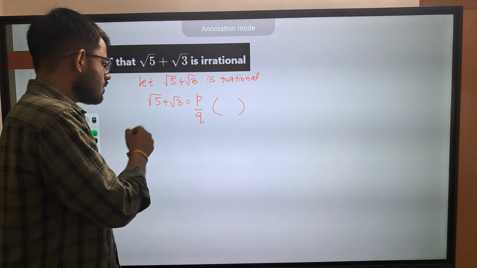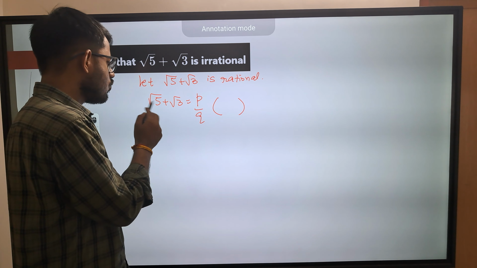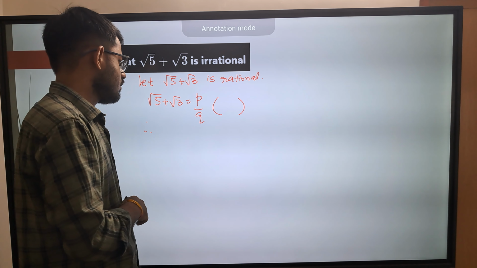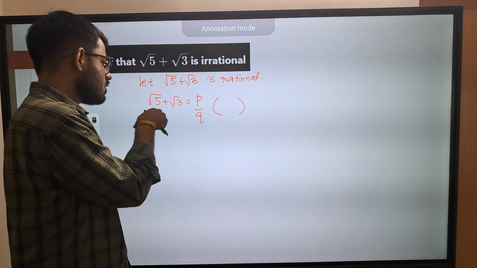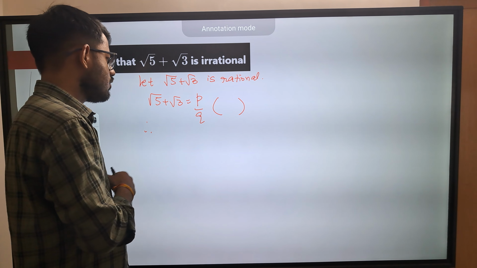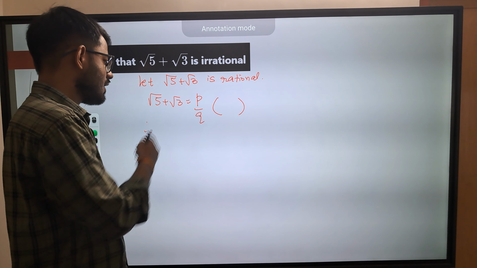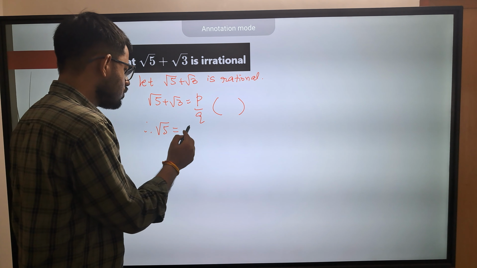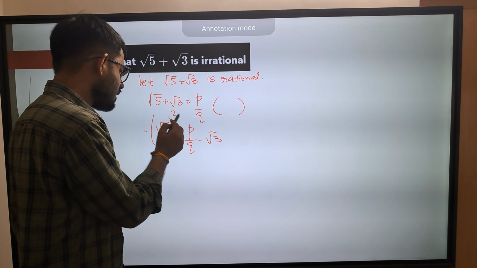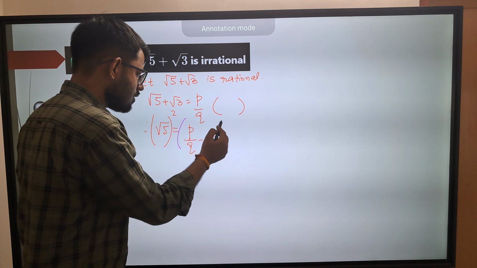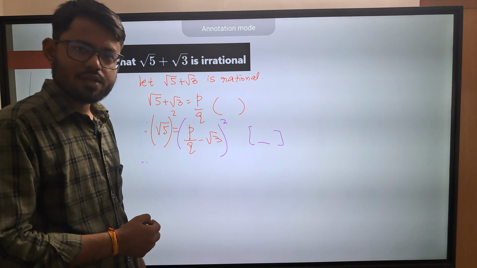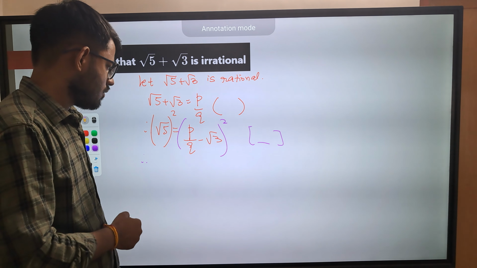Here first you need to take one root term in the RHS and then do squaring both the side, because if you do squaring both the side in this step only, you will get root 15 and then you need to explain why root 15 is irrational. So let us take one root term, that is root 3, in the RHS, and then do squaring both the side. In the bracket you need to write squaring both the side. Do mention the steps whatever you are performing.